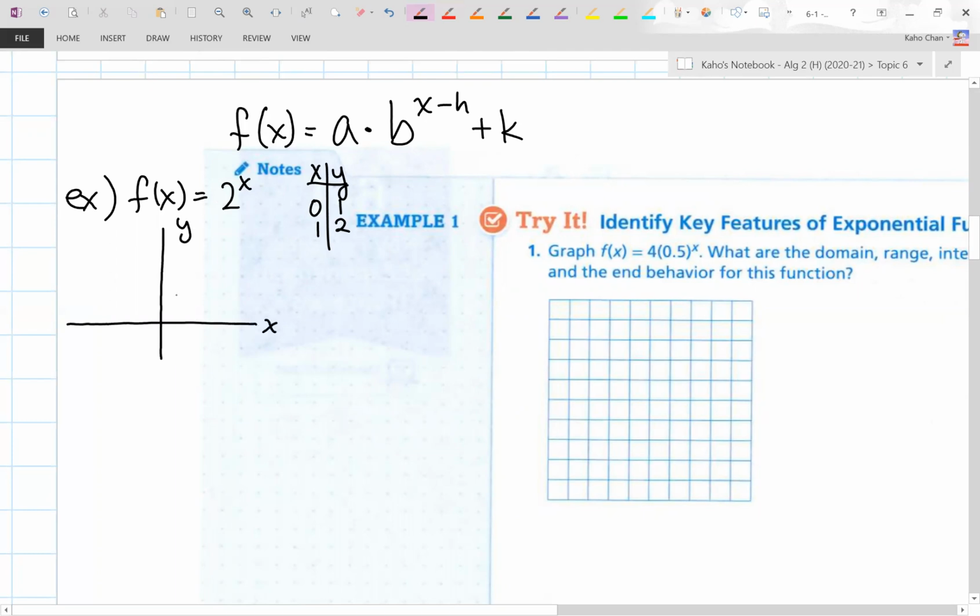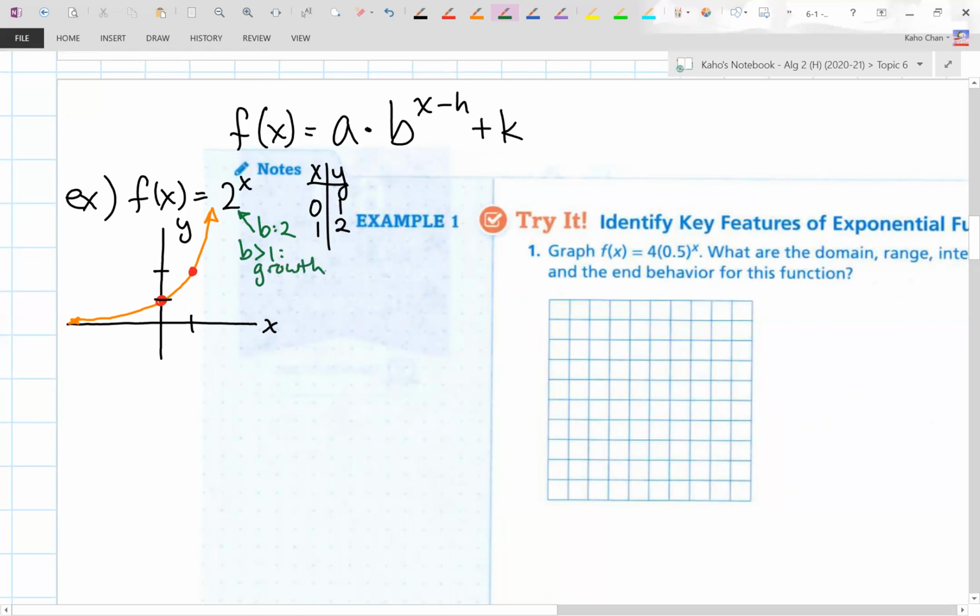Zero comma 1, great. And 1 comma 2. In fact, when you graph this one on Desmos, you'll see that it looks like this. Whoa! Looks like a plane taking off, doesn't it? Here, your B value happens to be 2. That's your base. And because it's bigger than 1, this is considered growth.